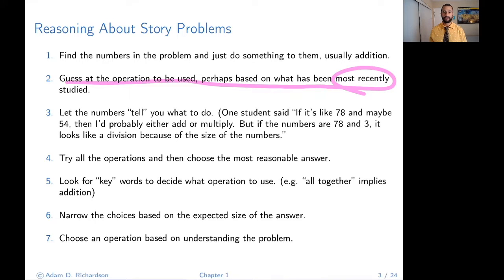Guess the operation to be used based on what's been most recently studied. That's not actually understanding the problem. That's saying, okay, what context is this question being asked of me by the teacher? Okay, I'm being tested. We were just learning about division. This has got to be a division problem. We were just learning about it, right? That's not actually thinking about the problem and solving the problem. That's like taking this step back and realizing that you're in a testing scenario.